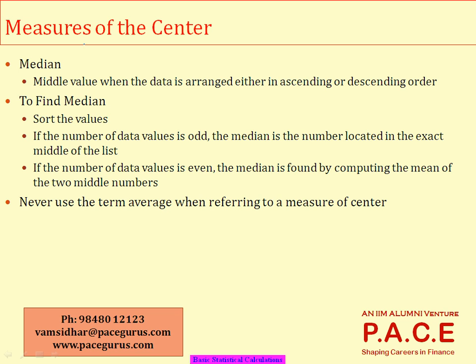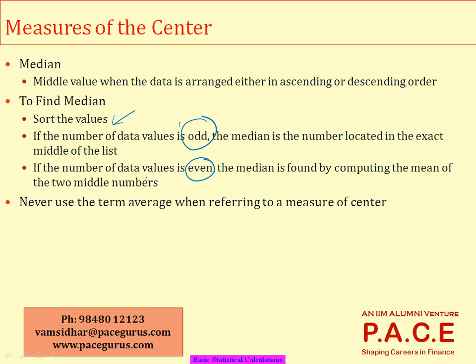The procedure is: first sort the values, either in ascending or descending order. See how many values there are. Is the total number of values odd, 1, 3, 5, something like that, or is it even? If it is odd, then pull out the value lying exactly in the center of the data set. That is what is called the median.